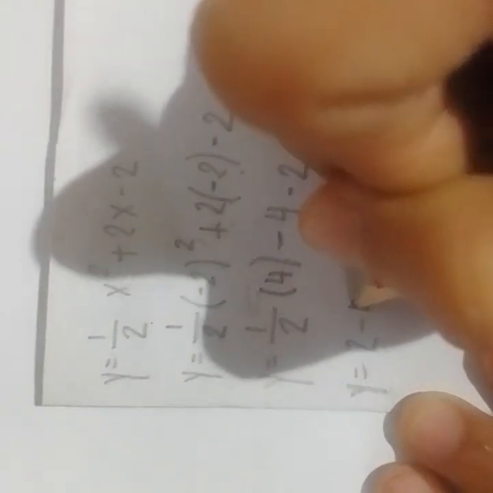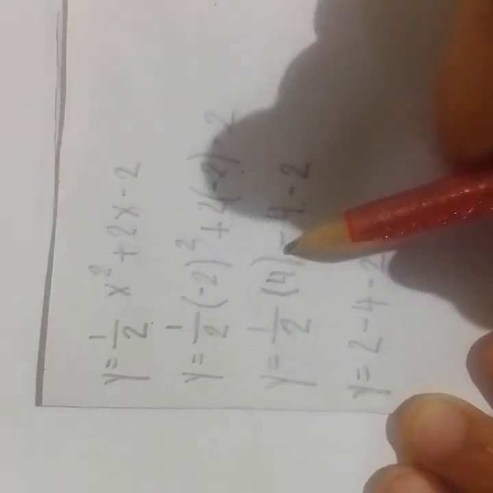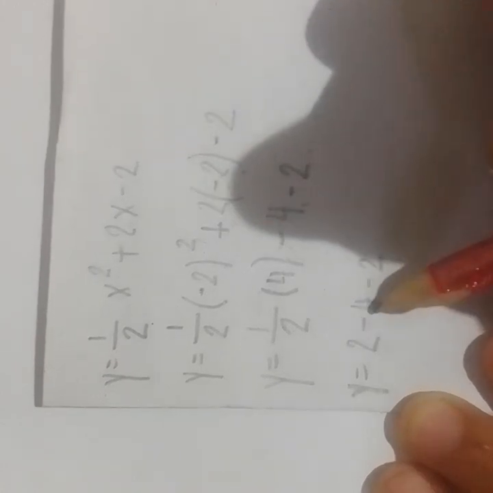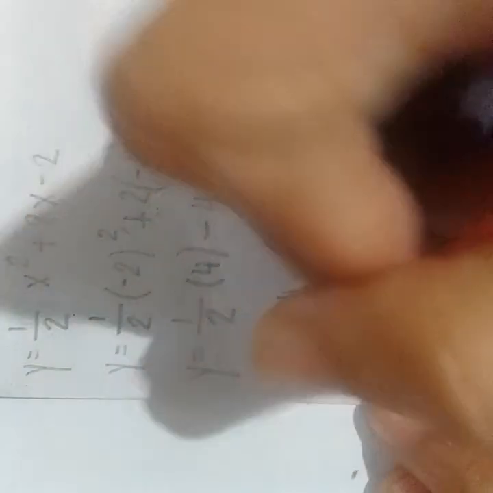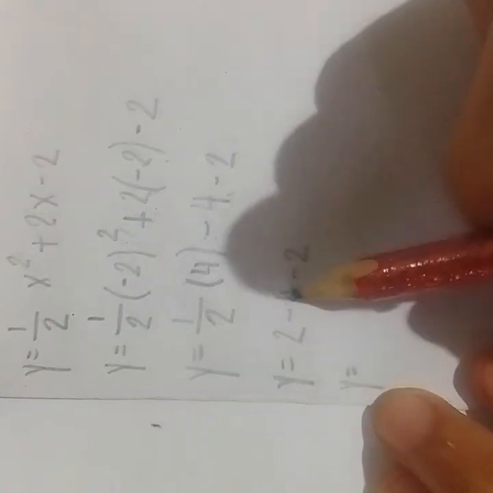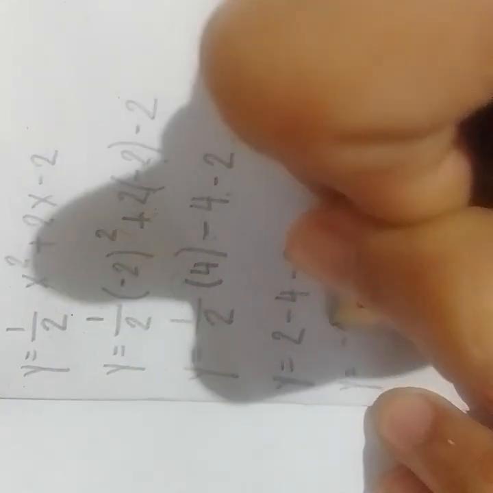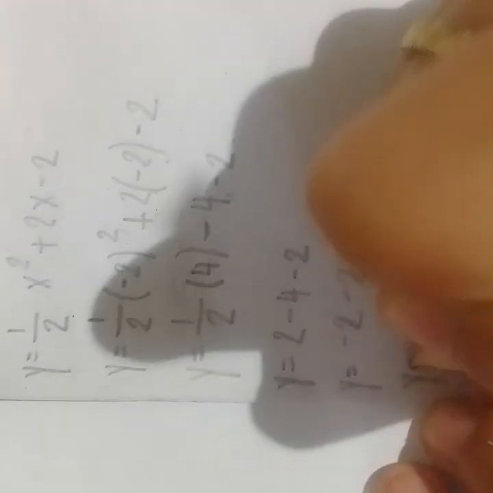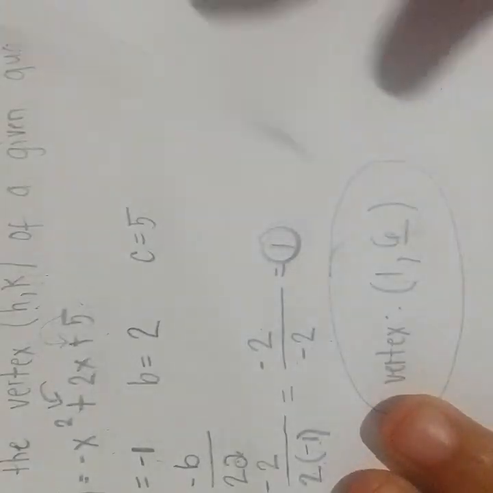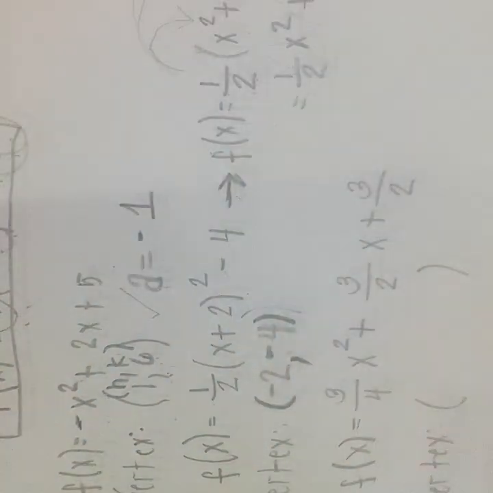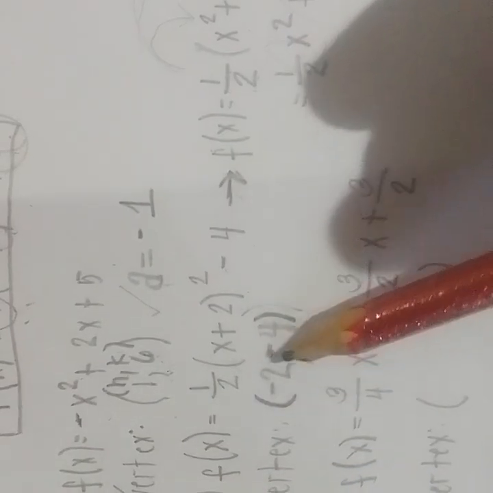Following the last two terms, we have 2 minus 4 minus 2. Combining the three terms from left to right, 2 minus 4 is negative 2, minus 2, so y is equal to negative 4. So your y coordinate is negative 4. Again, the y coordinate, or the value of k, is negative 4. So the vertex is negative 2, negative 4.